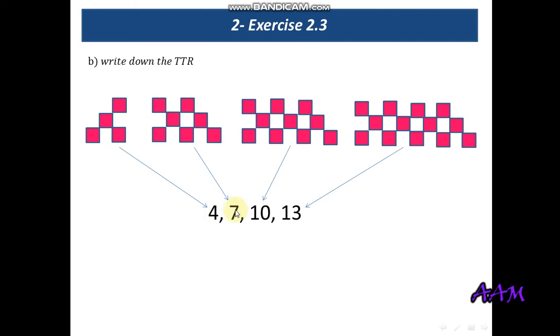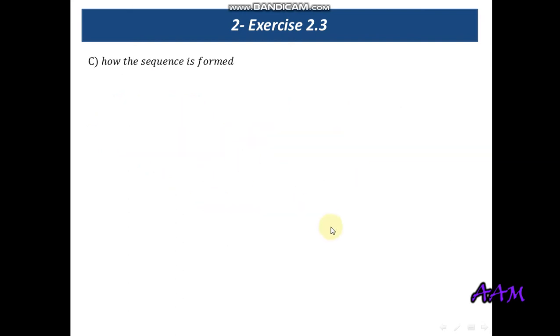4, 5, 6, 7: 3. 7 to 10, 3. 10 to 13, also 3. So I think the term to term rule is add 3. So this is B. Okay, see how the sequence is formed.